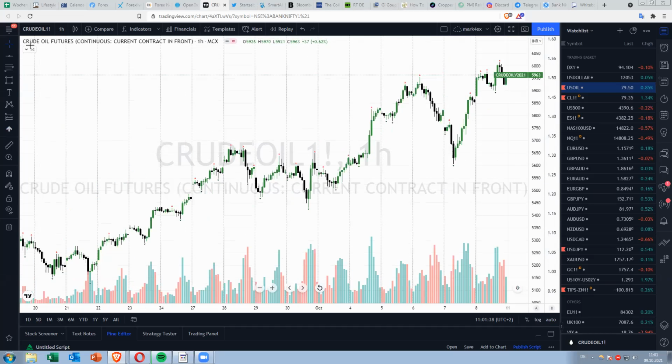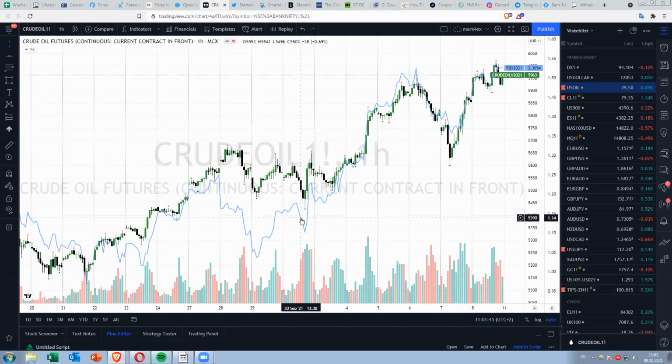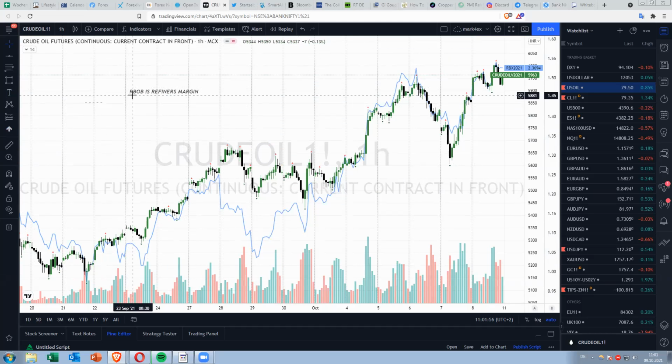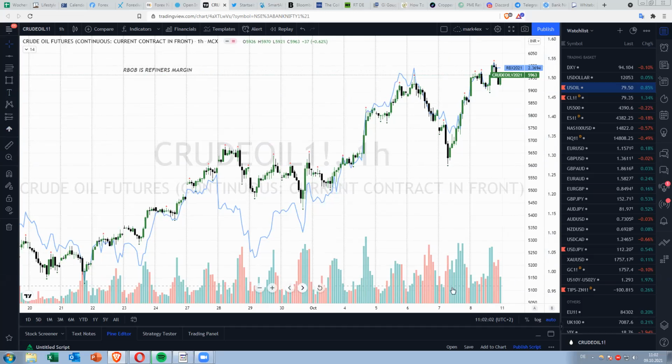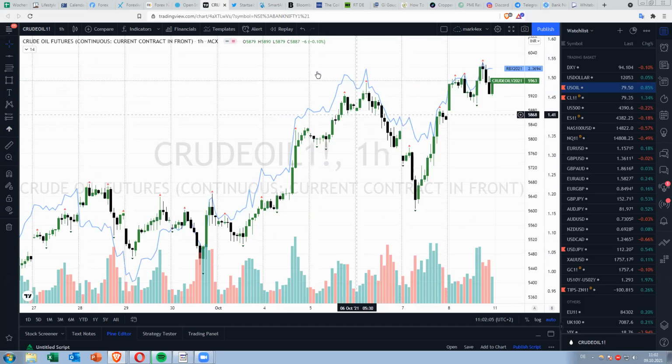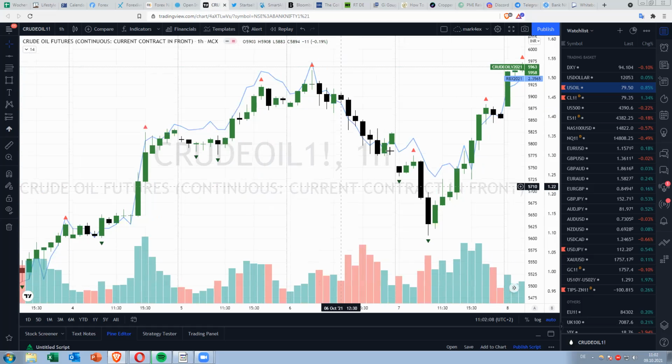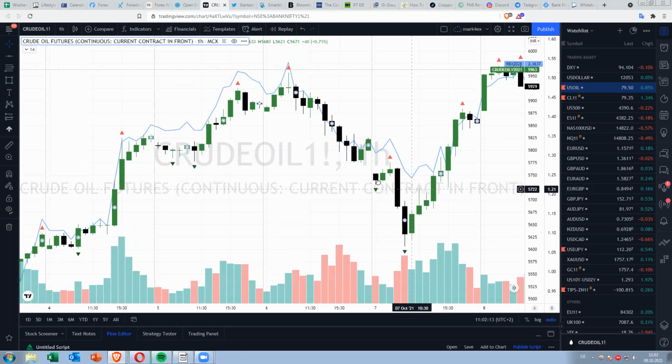But if I take now the RBOB, right? RBOB is the refiner's margin, okay? The RBOB gasoline futures, this is the refiner's margin. So this shows you what is going on with the refiner's margin. Are they having enough margin to produce oil? These are the oil producers, and you see this line is obviously just perfect with price action.